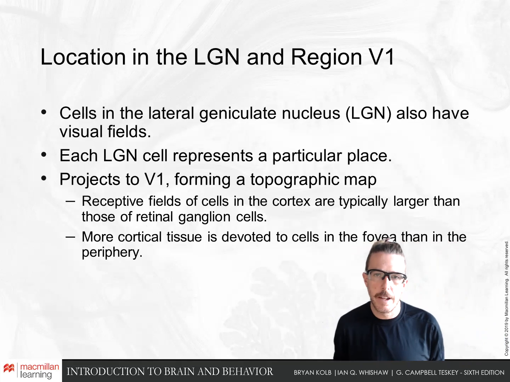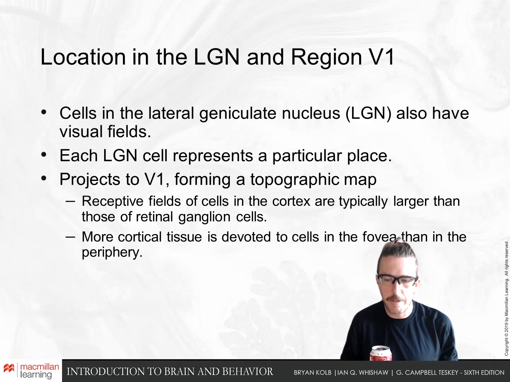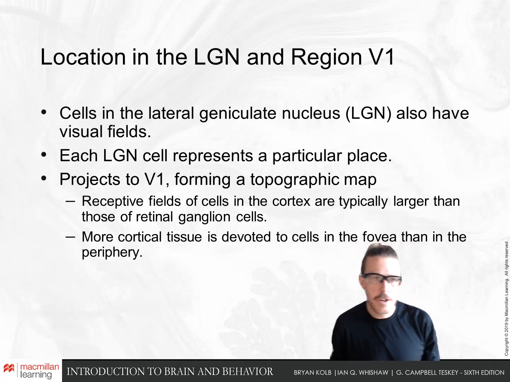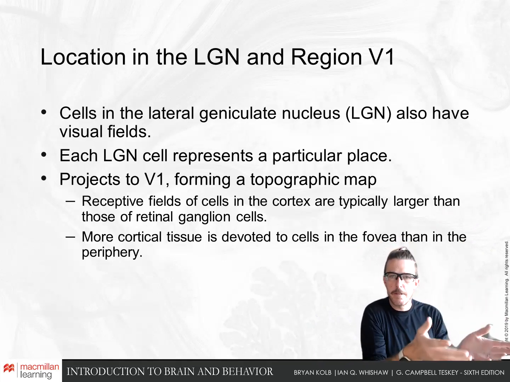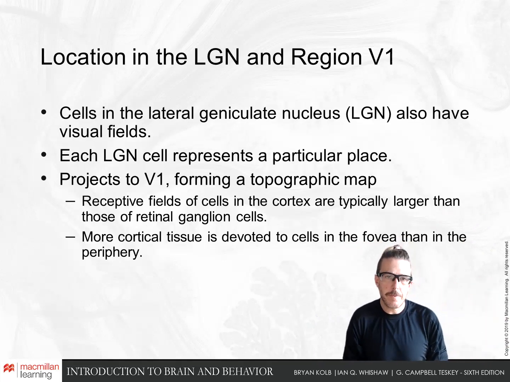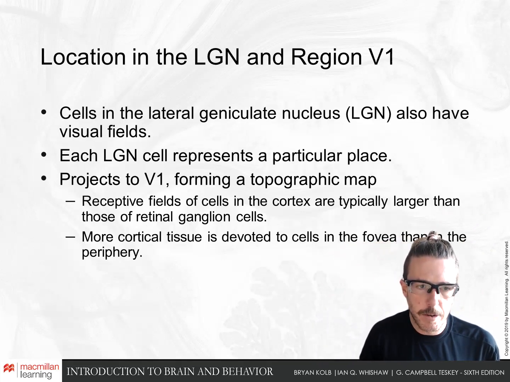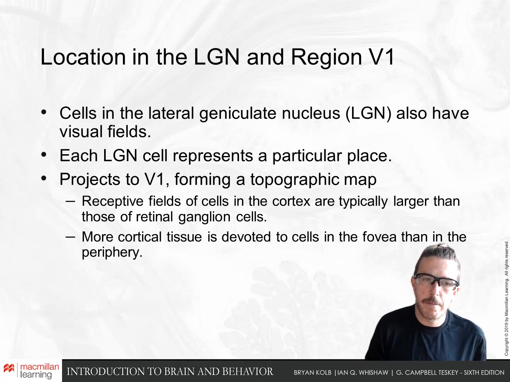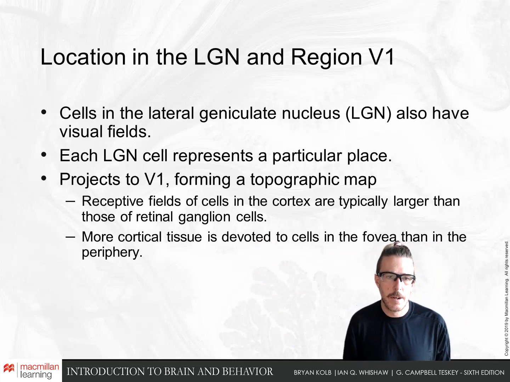So as we move up into the LGN, and when I say up, I mean up the visual hierarchy that processes more and more complex parts of the visual scene, these LGN neurons also have receptive fields. So each LGN neuron represents some particular part of our visual space. And these go on to project to the primary visual cortex V1, creating this topographic map, which we can call a retinotopic map. There's a map of the image of the retina that's continued throughout the visual system.